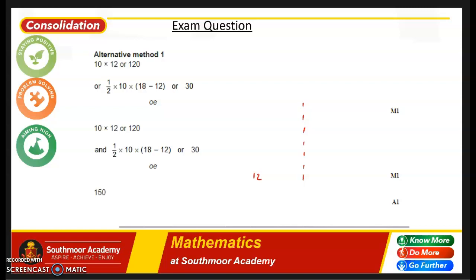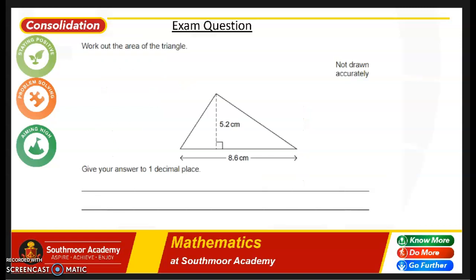Okay, you've got another exam question to have a go at if you've got time. So work out the area of this triangle, give your answer to 1 decimal place. We have done multiplying decimals before, so you should be able to do this without a calculator. Your answers are going to come up on the screen, so pause the video if you're still working on it.